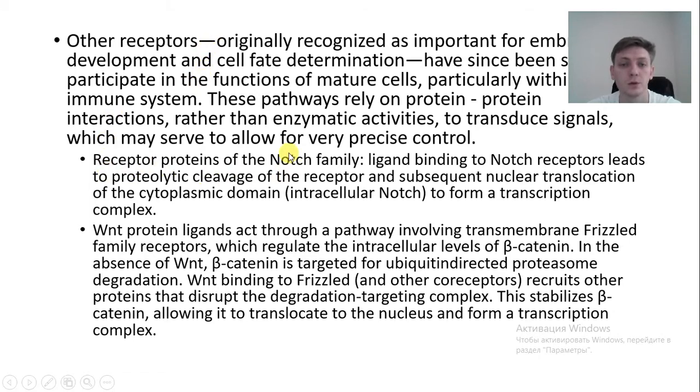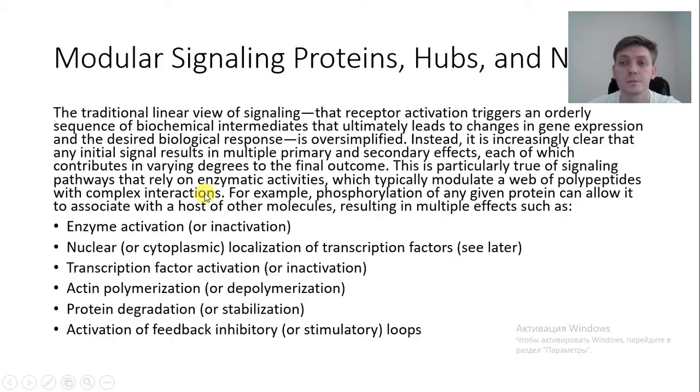And we have the Notch family and WNT protein ligands, which bind Frizzled and can stabilize beta-catenin, allowing it to translocate to the nucleus and form a transcription complex. So you see, other types of receptors are responsible for transcription complex activation and expression of genes.